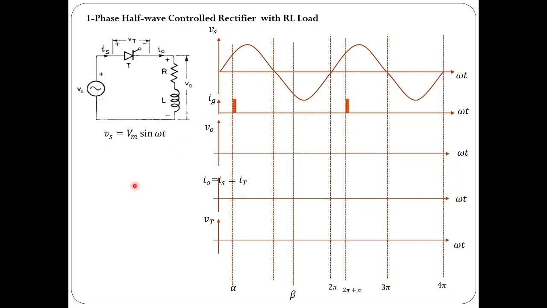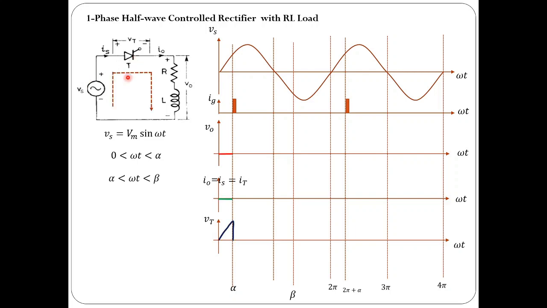Now again, omega t ranging from 0 to alpha. Even though the output voltage is 0 and voltage across thyristor is same as Vs, which is positive, and the thyristor is forward biased, it would not conduct. It is in forward blocking state. So voltage across load is going to be 0, current through load is also going to be 0, and voltage across thyristor is same as the source voltage.